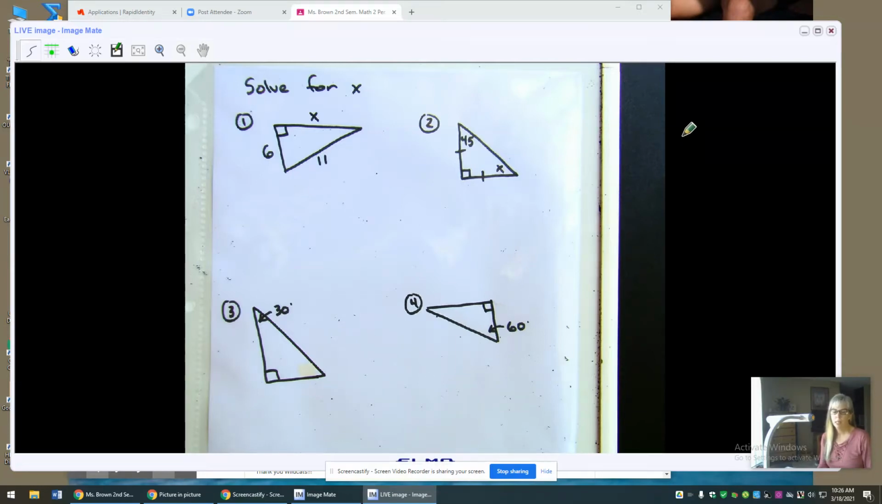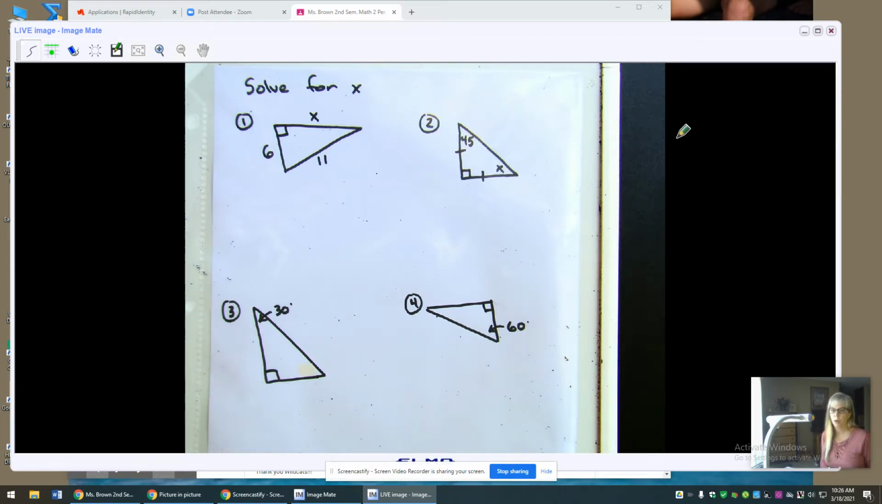Hello. Today's our lesson on 3.4, which is special right triangles. So let's start with our warm-up. And we have 4 problems, but 3 of them are very different than number 1.